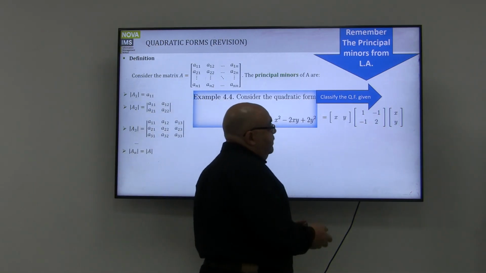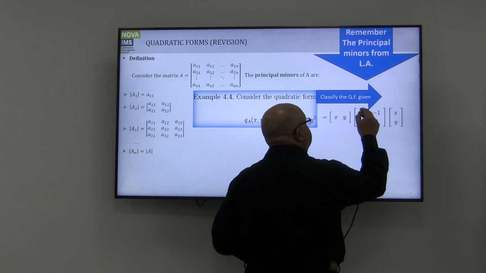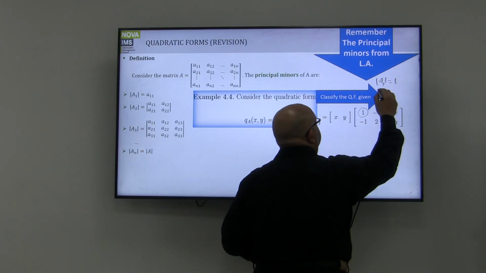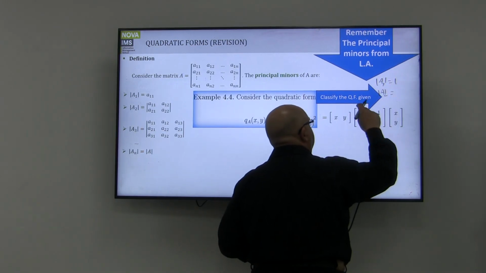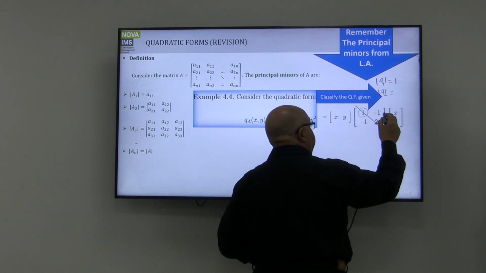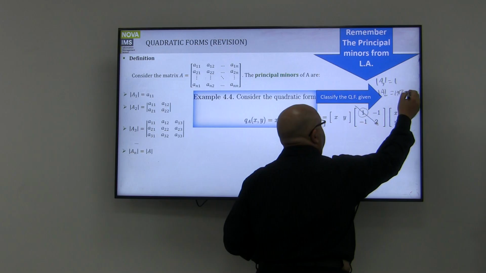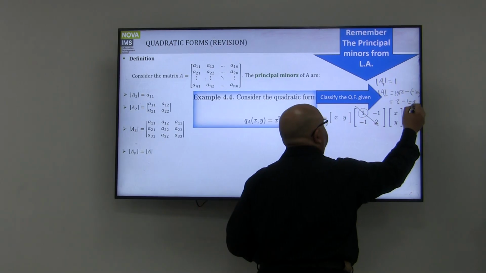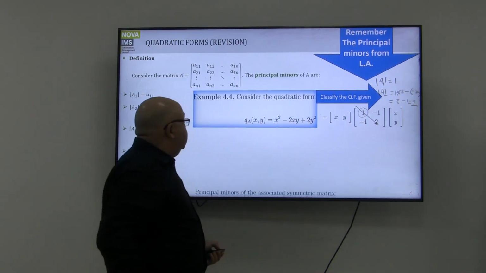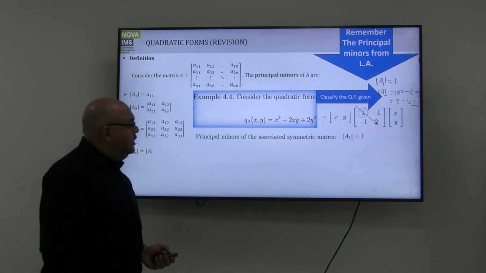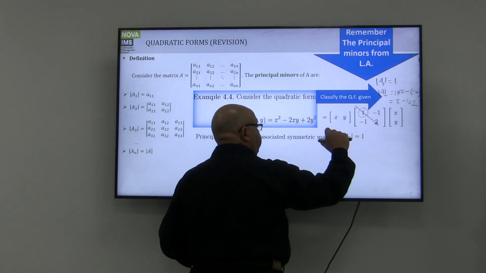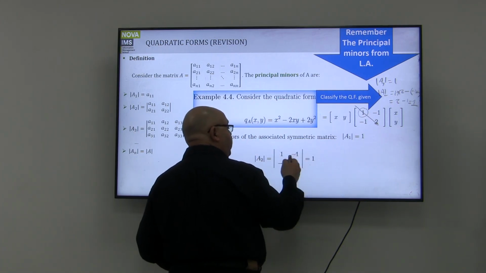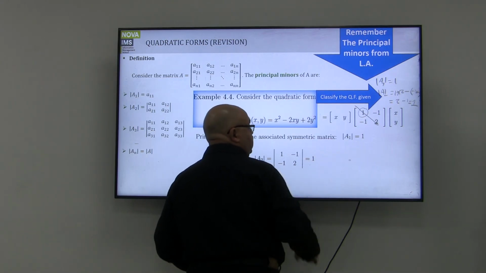So the first leading principal minor, in this case, is going to be 1. The second minor is going to be all of it. 1 times 2, of course I'm multiplying the elements on the principal diagonal, minus negative 1 times negative 1. So it's going to be 2 minus 1, which is also positive 1. So for the principal minors, this is for A1, which is the first element only, and this is for A2, which is a 2 by 2. 1 times 2 is equal to 2, minus 1 is also positive 1. Both of them are positive values.